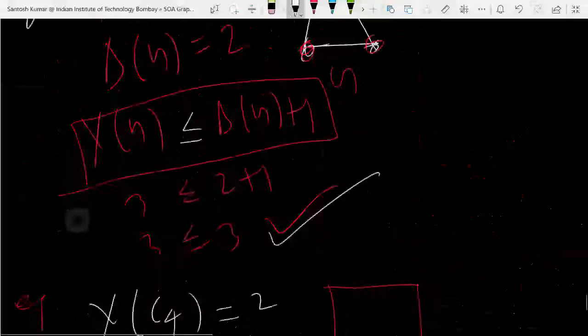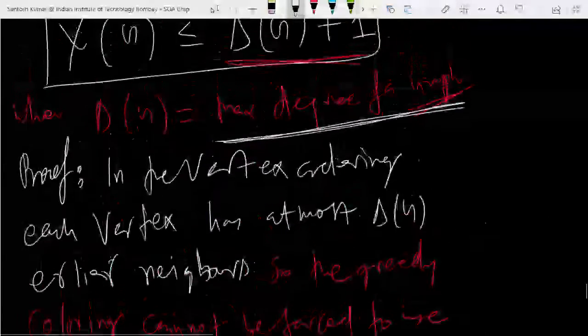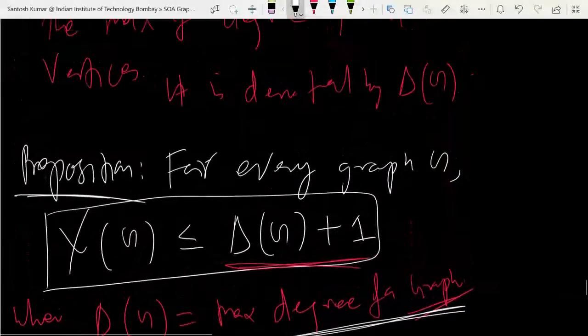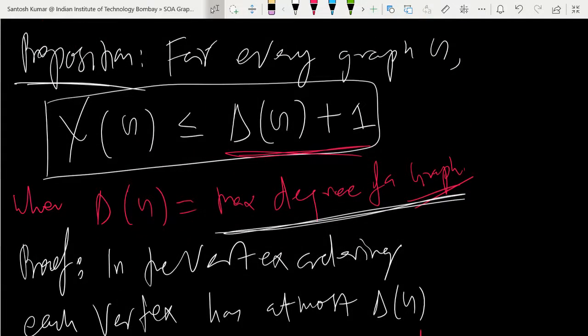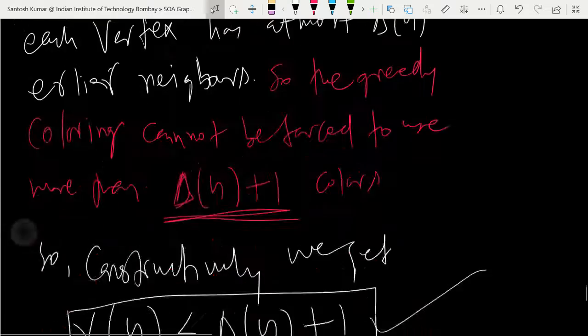So have I given you the result? No, we have just written. For every graph, chromatic number is less than or equal to delta G plus 1.